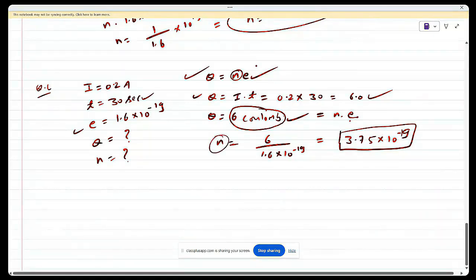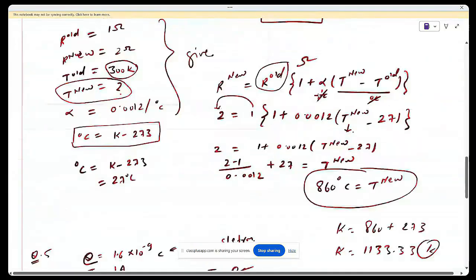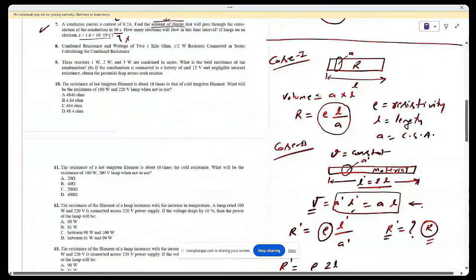So is it clear? Now I am moving to question number 7. If any doubt, you can post the messages in the chat box. I can repeat the question again, because we are solving the questions and we are building our concepts also with the help of questions. Okay.